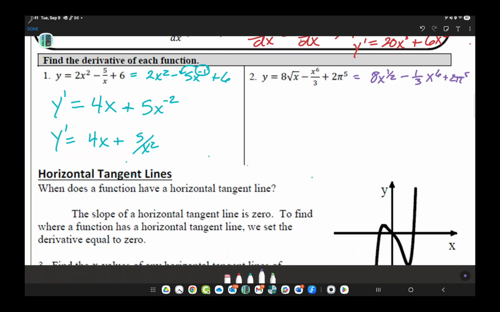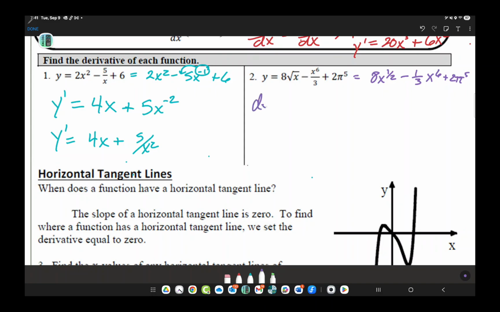0. So when you do the derivative of this, that 2 pi to the 5th is just going to become 0, no matter if it has an exponent or not. It makes no difference. But that will tend to trip people up. Just because it has an exponent, I'm going to see 10 pi to the 4th sometimes. Okay, don't let that be you. So yeah, that will just go away.